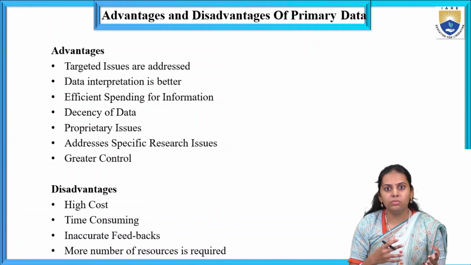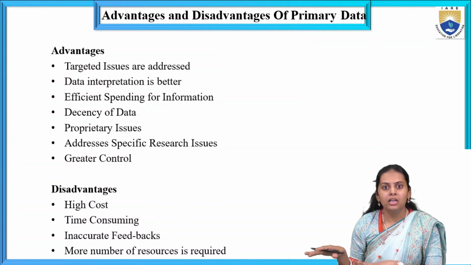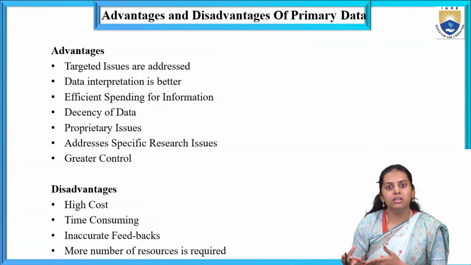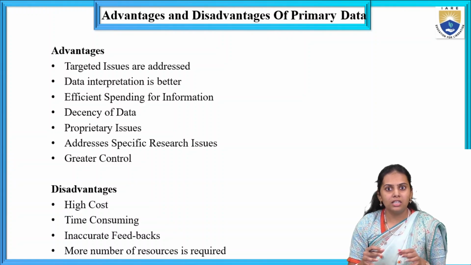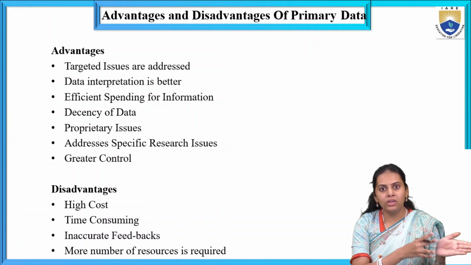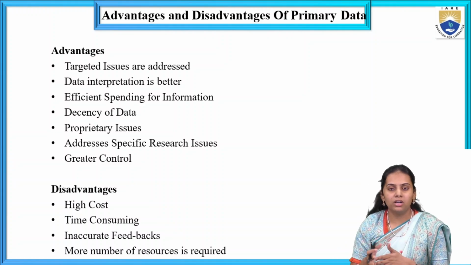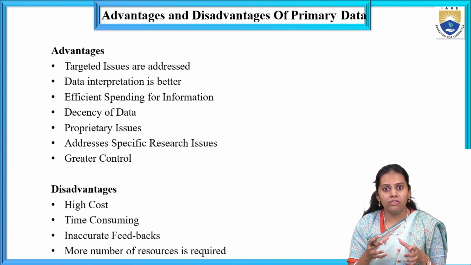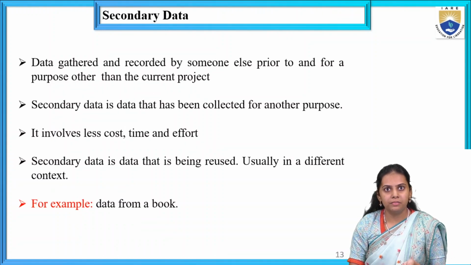And it is time consuming again, and it has inaccurate feedback, because as it is the first and foremost, generally the feedback is supposed to come in very low, because it can't be proven or scrutinized. And more resources are required, because it is the first time, we need more resources, not yet decided whether this data already gives the proof of a problem statement or whether the objectives are relevant or not. So that's the thing. Again, more resources are required.